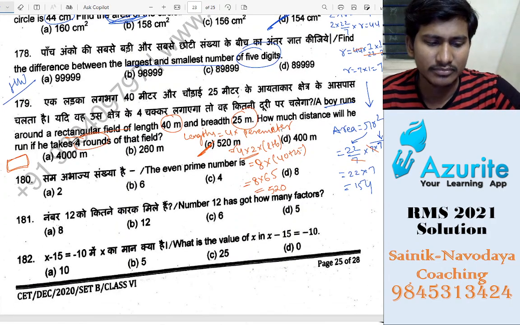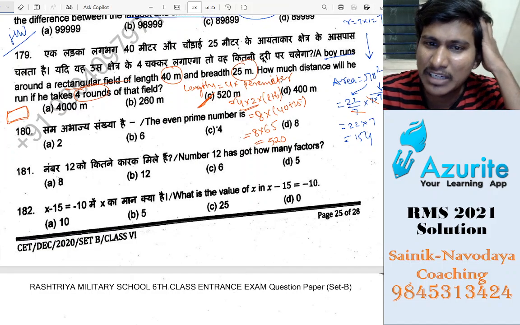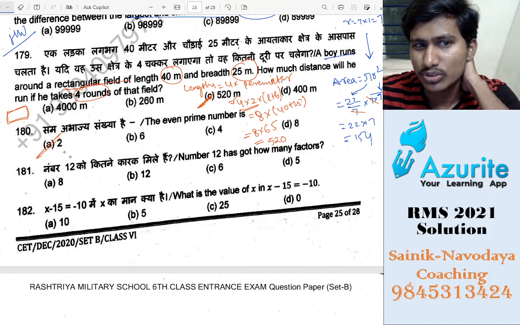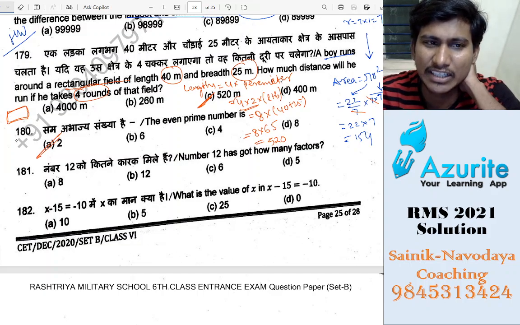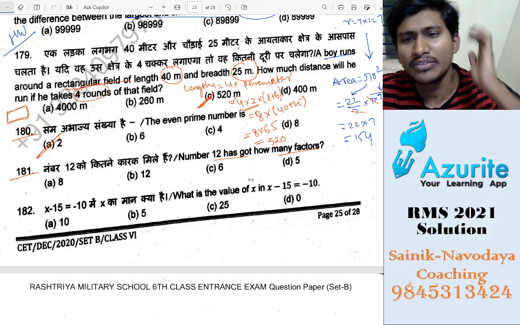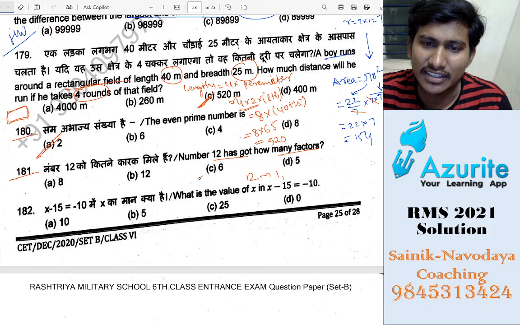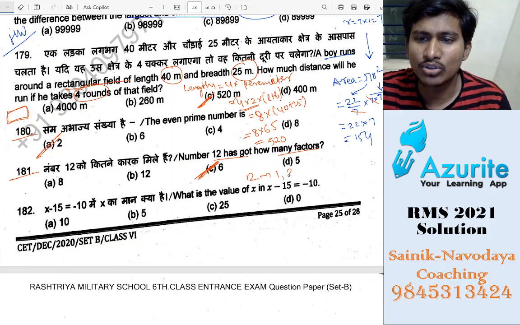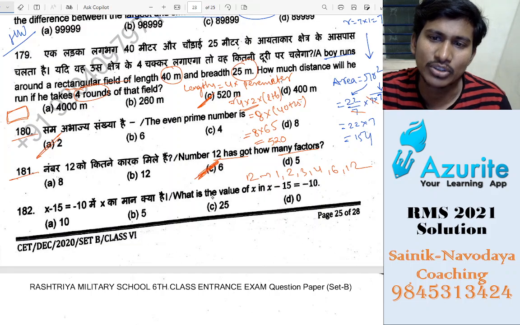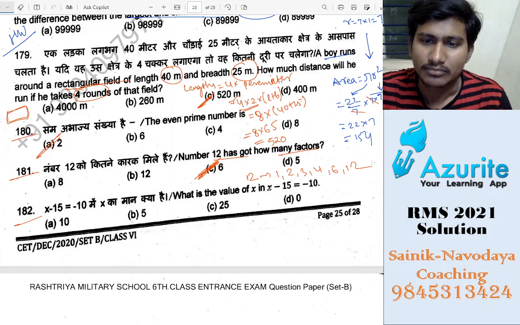Okay. Next, even prime number is what? 2, right? Even prime number, question 180. Even prime number is 2. Now 181. Number 12 has got how many factors? For 12, how many factors are there? There are 6 factors for 12: 1, 2, 3, 4, then 6 and 12. How many are there in total? 6 factors.